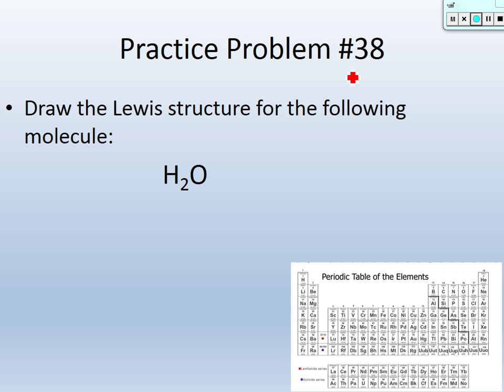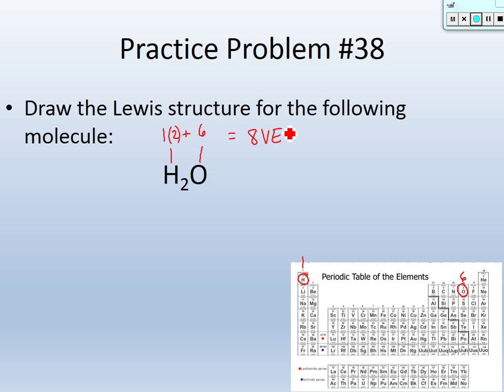First of all, I'm going to count the valence for the whole molecule. Hydrogen has 1 valence electron, sits right here, has 1 valence. But I've got 2 hydrogen atoms here, so I'm going to times that by 2. Okay, let's add that to the valence for oxygen. Oxygen's right here, and it's got 6 valence. So we got 2 plus 6 is equal to 8 valence electrons for this whole molecule.